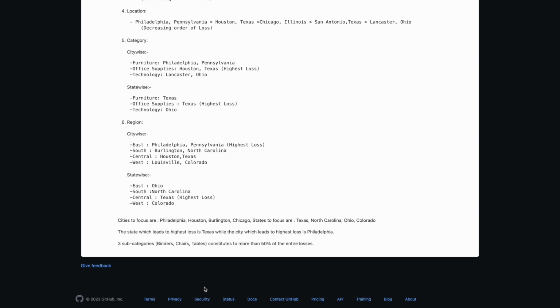And looking at it subcategory-wise, the three subcategories, that is binders, chairs, and tables, contribute more than 50% of the entire losses. So these are the major key points that we need to look at and try to minimize our losses so as to make the best of a situation.